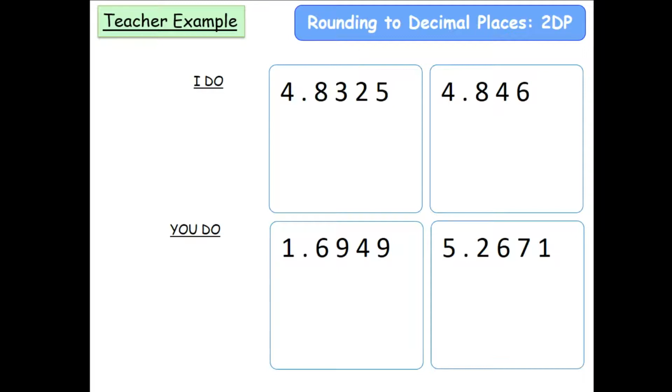Okay, next one. Now the question is round to 2 decimal places. Okay, so we go back and we look at where is the decimal point. So my first one, my decimal point is here. So now I look 2 numbers after the decimal point. So now my line is going to go between the 3 and the 2. Okay, so now we look at the 2. Is the 2 5 or more? No, so my number stays the same. So my answer is 4.83 rounded to 2 decimal places.